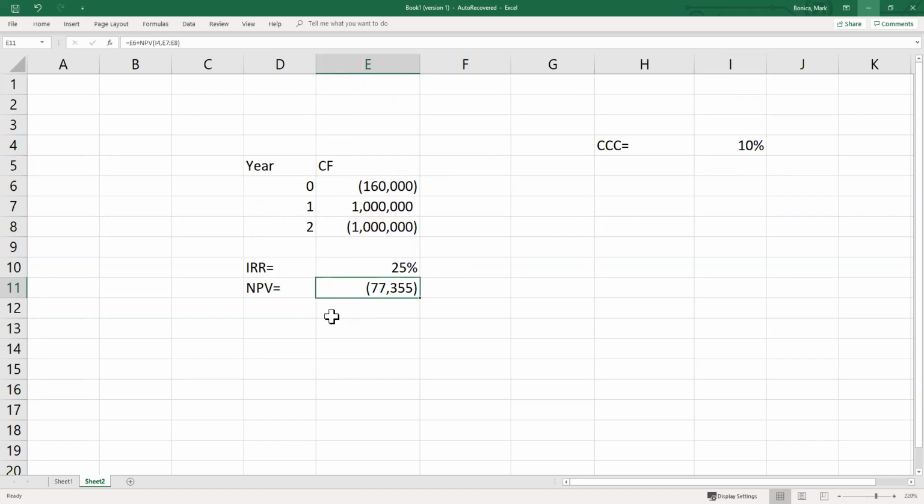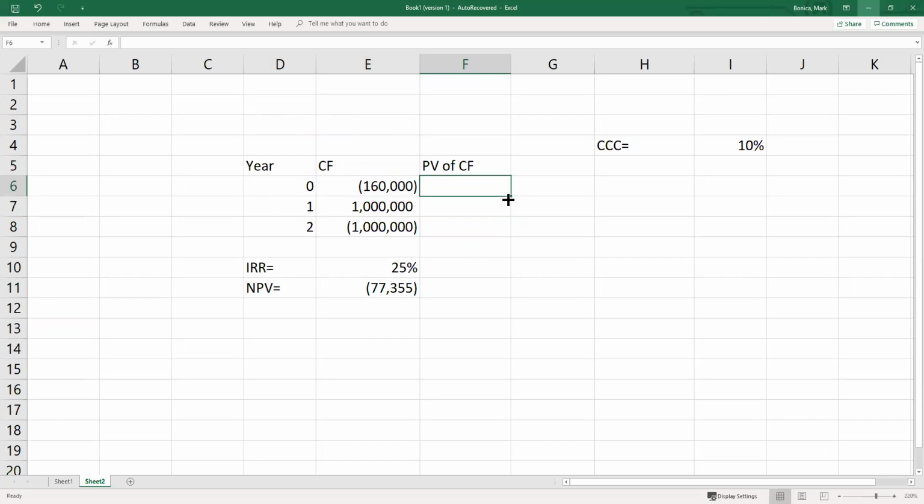So we've got contradicting results. If you're assuming the corporate cost of capital is 10%, the IRR is 25%, but the NPV is negative 77,000. So should you do it or should you not do it? Here, I think the trick is that you are earning interest on that $1 million, and then you're paying back basically all the principal. So it's an odd problem.